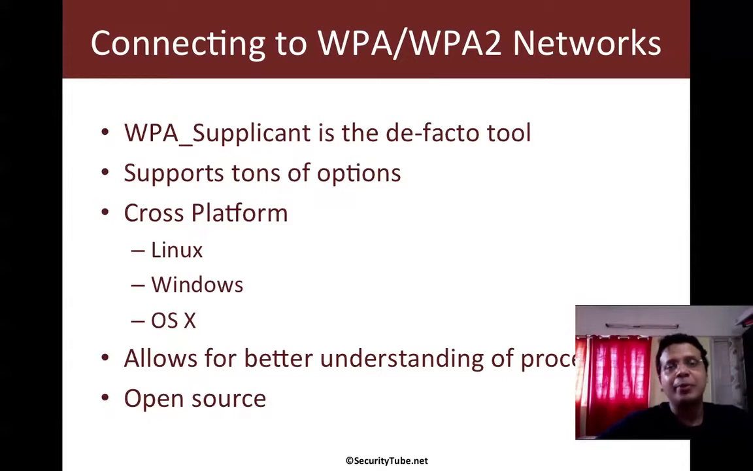So for that, WPA supplicant is the de facto tool. I understand that all Linuxes probably ship with their own GUI utility to connect to WPA and other networks, but I personally prefer WPA supplicant from a purely hacker's mentality. WPA supplicant has tons of options. At the very same time, it is cross-platform. It can run on Windows, Linux, OS X, and probably even on FreeBSD if I remember well.